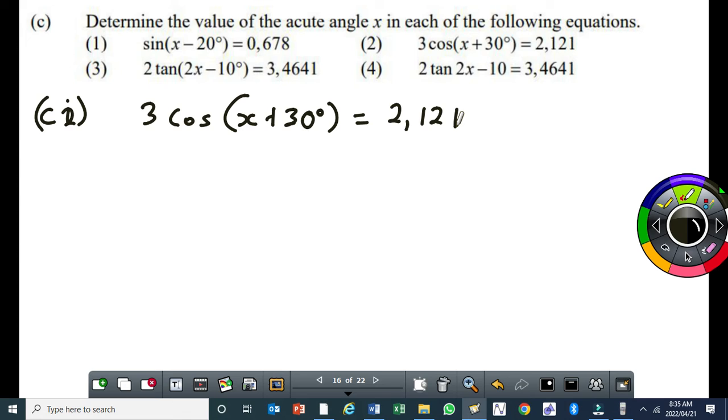Okay? First, you must isolate the cos here. And you need to be aware that this x plus 30 degrees is one angle. So don't do anything to it. Right? Eliminate this 3 here on the left. Obviously, we can only eliminate it by dividing both sides by 3. So our next step is to divide both sides by 3.